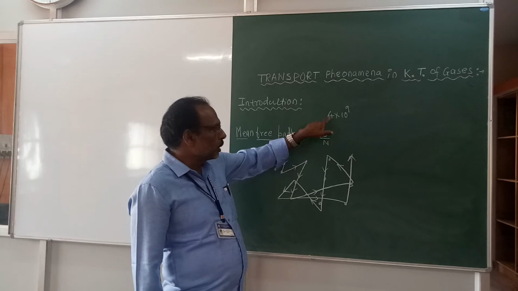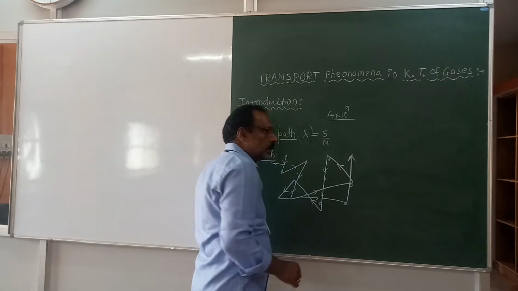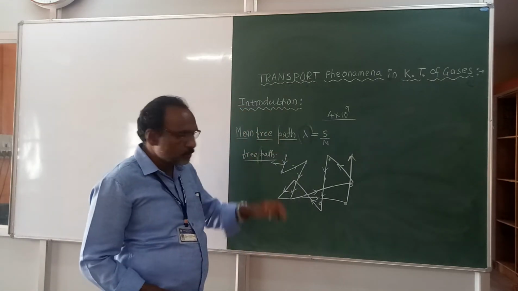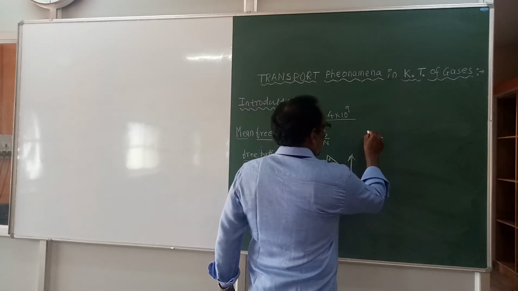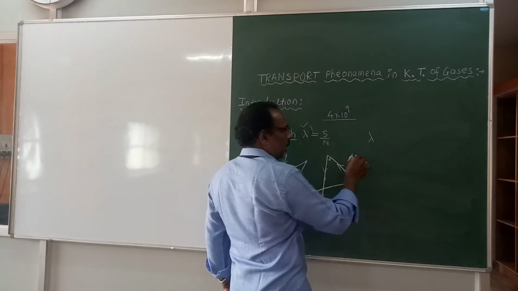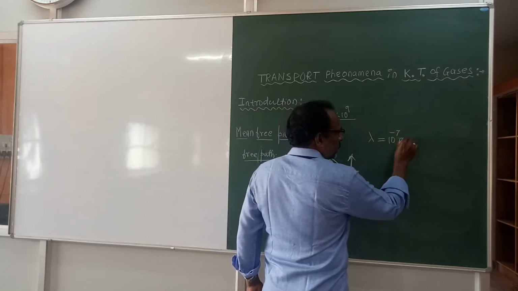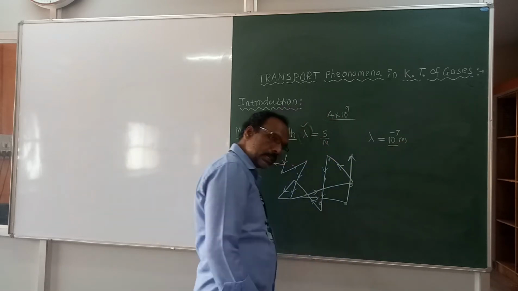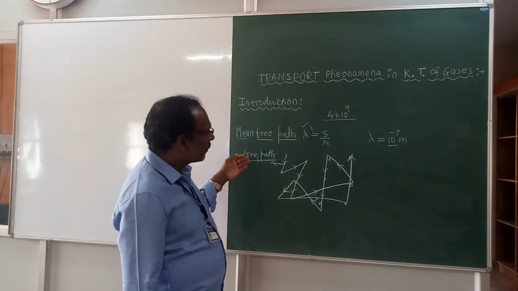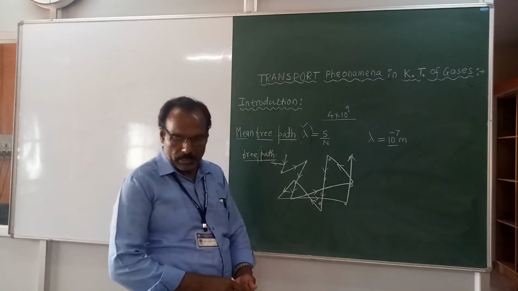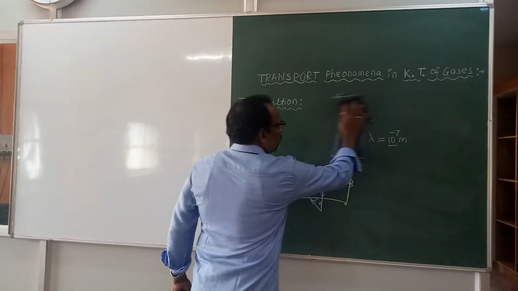For air molecules, the number of collisions in 1 second is this, and the average mean free path is denoted by the Greek letter lambda. It is 10 raised to -7 meter. Such a small distance it is, but the distance is a straight line path, and it is called the mean free path. Let's go to the expression for mean free path.